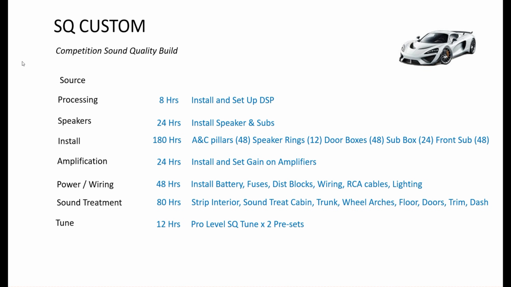The big time sink is on the install: building sub boxes, doing fiberglass work for your front sub, building special door enclosures for your mid bass in your doors, building A pillars and C pillars, a lot of work. So about 180 hours worth of just fabrication for the equipment installs.